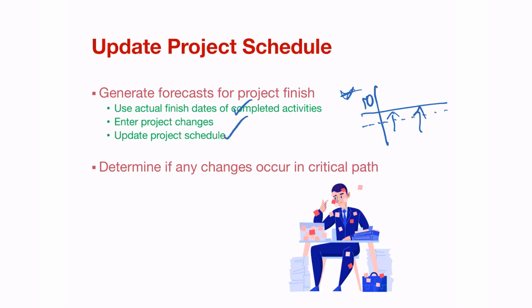Determine if any changes occur in the critical path. That is why it's so important that you have a critical path, that you have a list of activities that you know you cannot mess with. If you mess with these activities, it will have a material effect on the entire project. So if anything happens to a specific set of activities on the critical path, then it will have a big impact on the completion time. It might have an impact on cost and ultimately customer satisfaction.